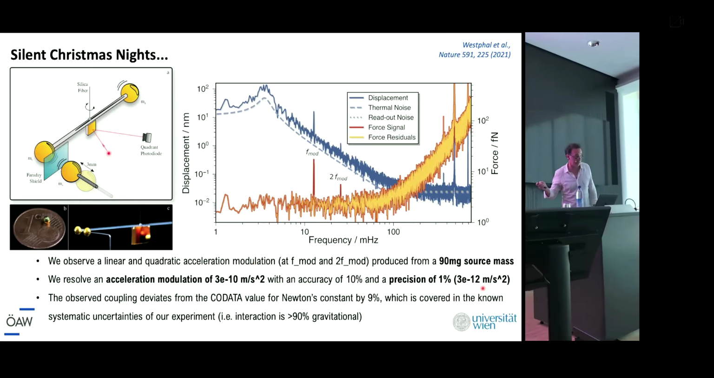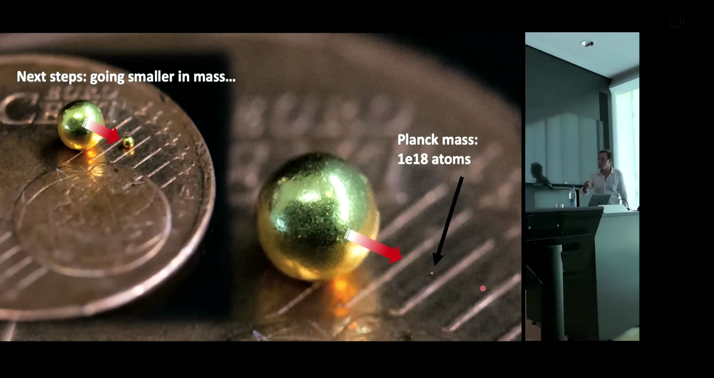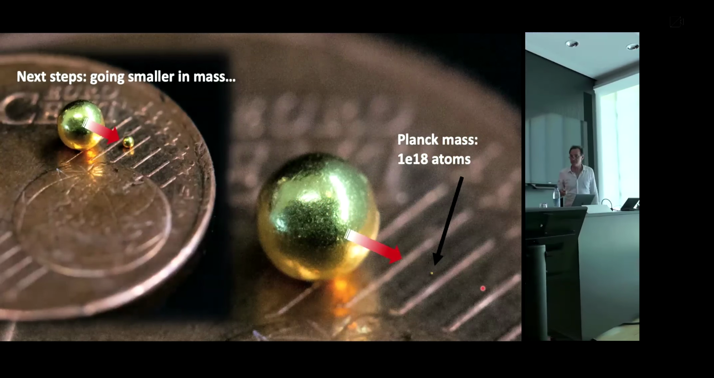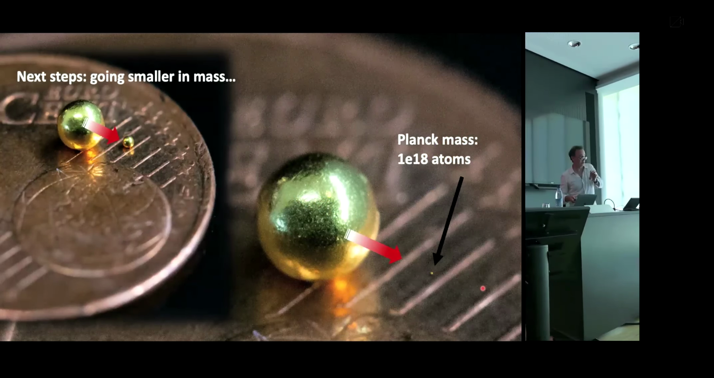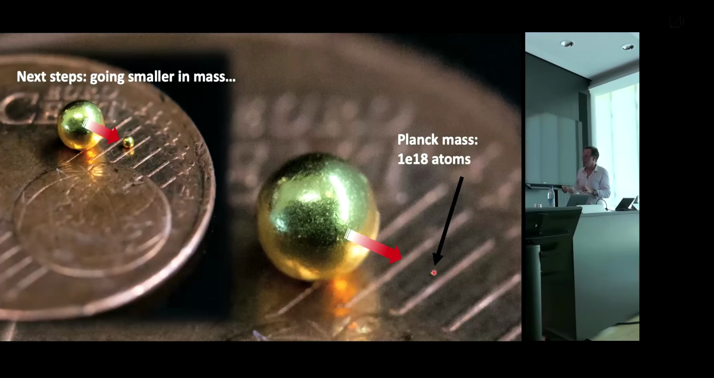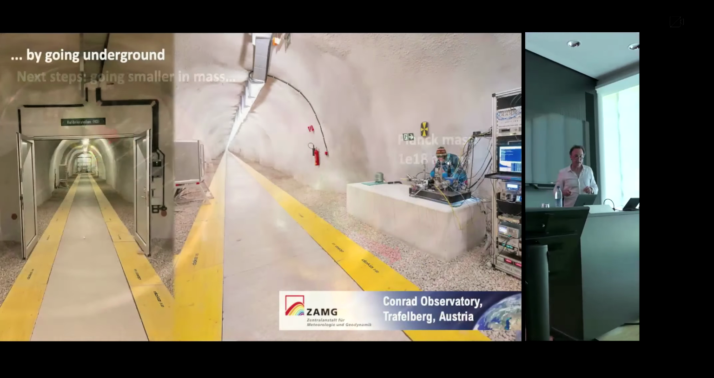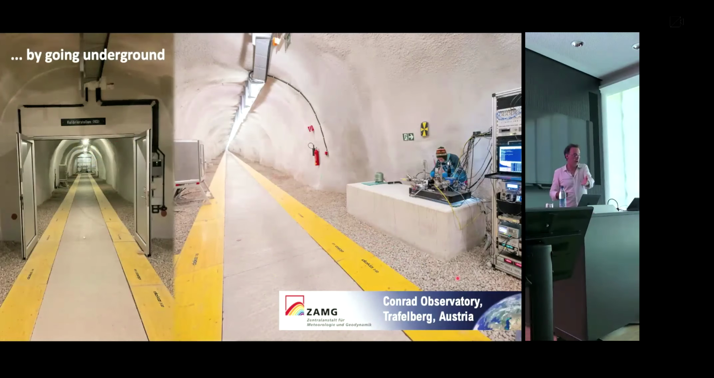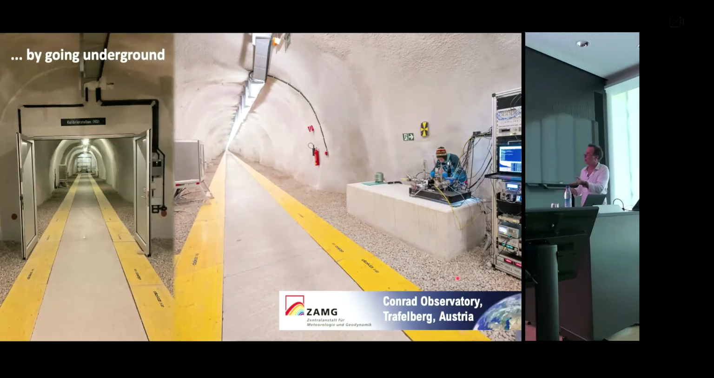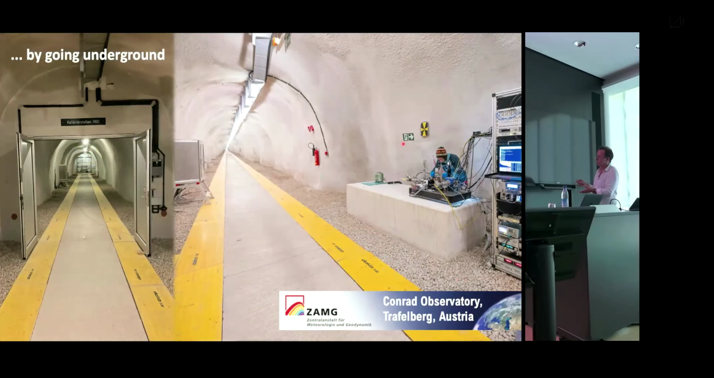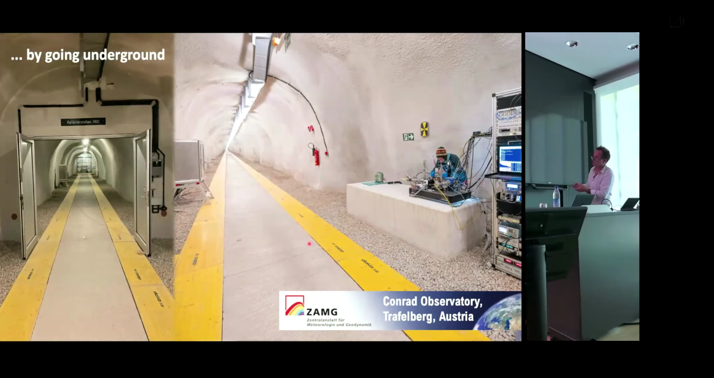So what comes next here? We understand now how to isolate gravity for millimeter-sized objects. The next thing is we make our source mass smaller. So right now, basically where we want to go is somewhere in the 100 micron regime. And for that, we need to go outside of the city. We are currently installing our experiment in this underground facility, 70 kilometers southwest of Vienna.